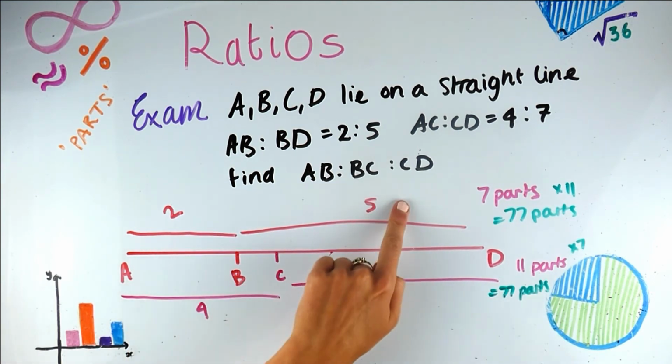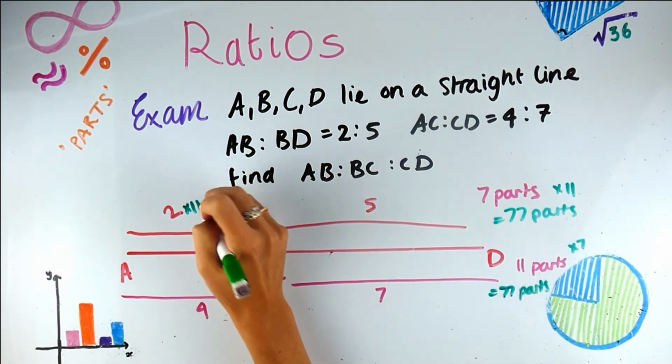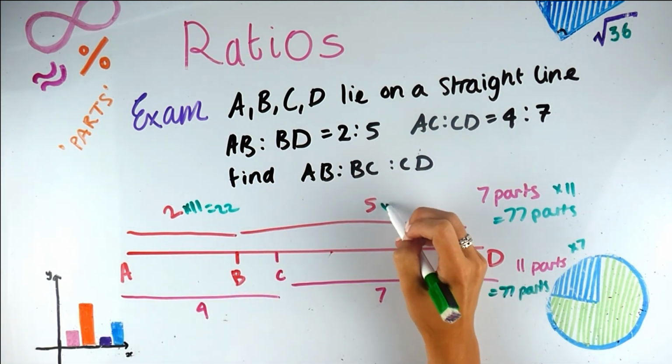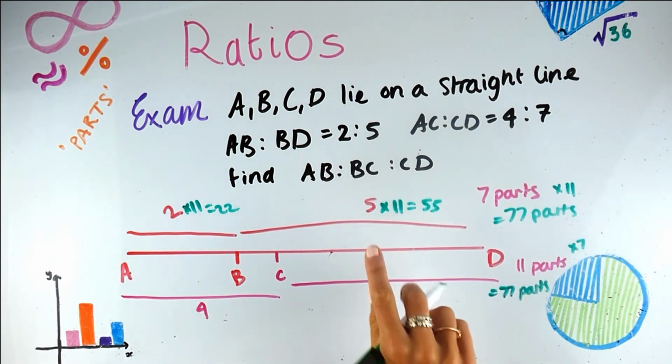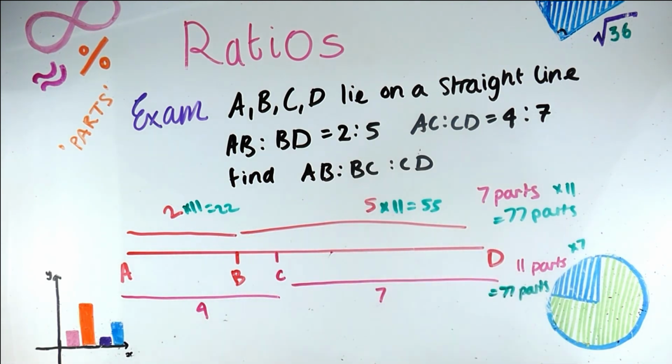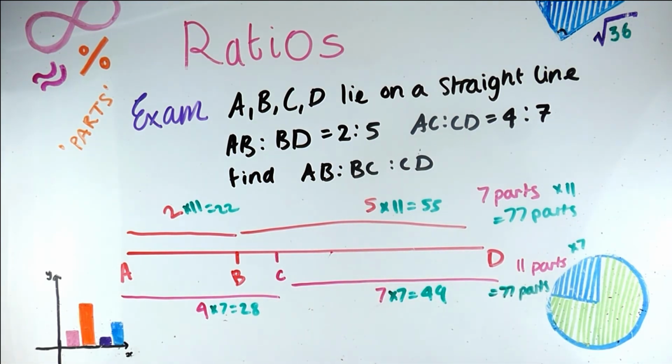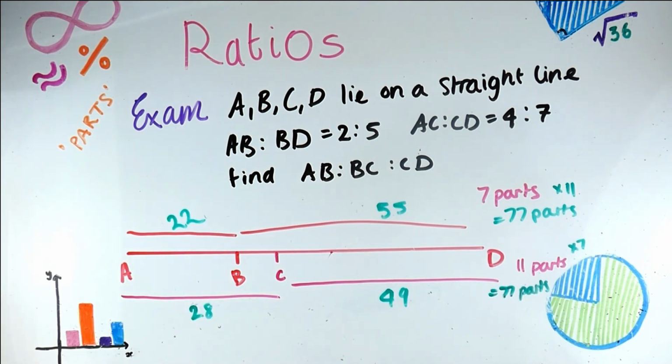So I need to multiply this line by 11. So 2 times 11 is 22, so that's the new value for this. And 5 times 11 is 55, so that's the new value for BD. Down the bottom, same thing, but this time we've got to multiply everything by 7. Okay, so now I'm going to rub out the old values so it's a bit clearer. Okay, so now we have our new values and they're all scaled and we can compare them and join them and life's good. Now we go back to the question and find out what it's asking for.